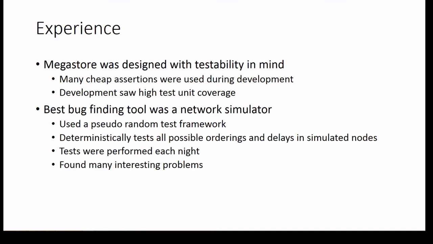Another thing that they used, and I thought this was interesting, was a network simulator. What this network simulator did was create a set of pseudo-random tests that was performed on their network. It tested possible orderings, possible delays, and did it in a random fashion. And it also did it deterministically. So if you found a particular combination that was problematic, you could replay it over and over again, make tweaks to it, and figure out exactly why that combination of orderings and delays and what have you caused issues.